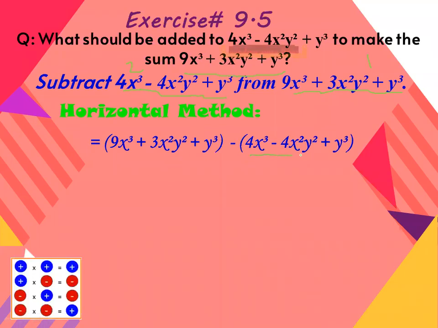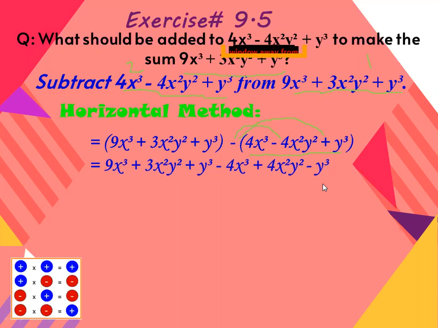Okay, now next you are going to open your bracket. Now this is your subtrahend. So what you will do in the next step, you are going to change the sign of all the subtrahend by multiplying with the minus. So minus minus will be plus, and minus plus will be minus, just like this. So in the next step you are going to open the brackets. So first expression will remain the same, 9x cube plus 3x square y square plus 5y cube minus 4x cube. Okay, minus minus plus 4x square y square and minus plus minus y cube.